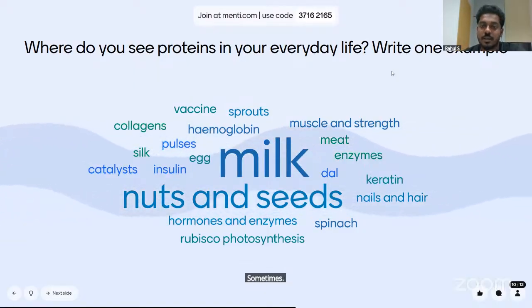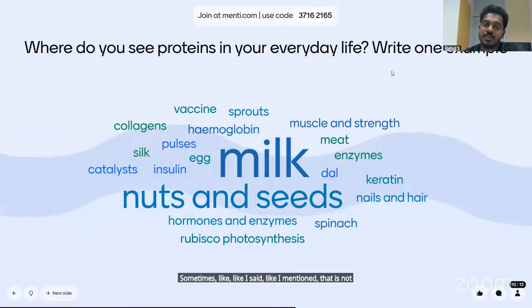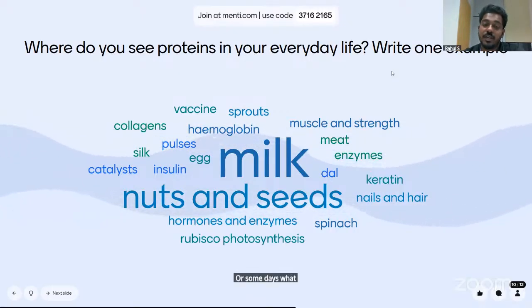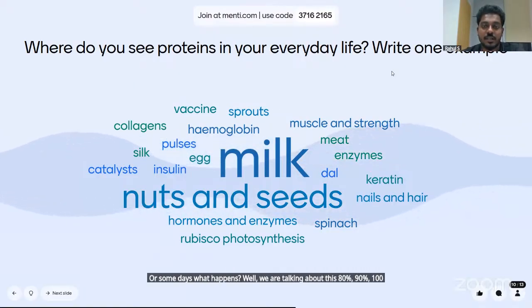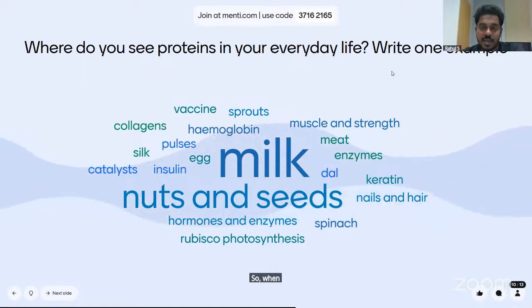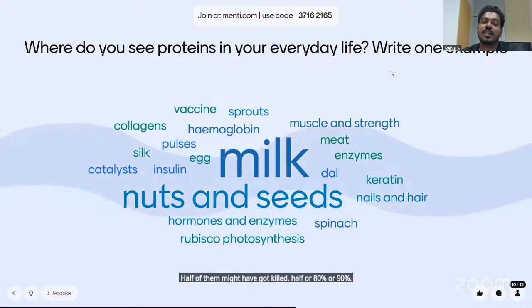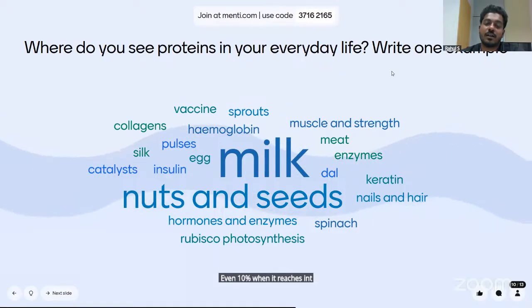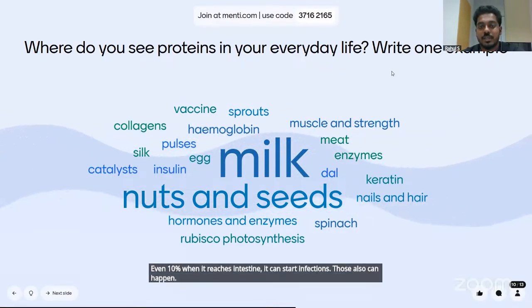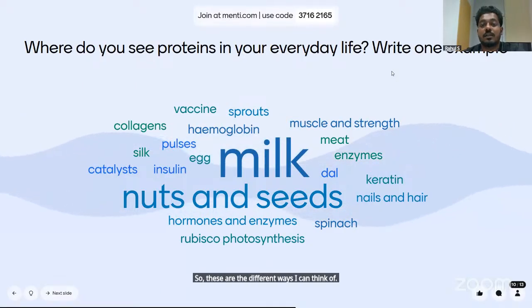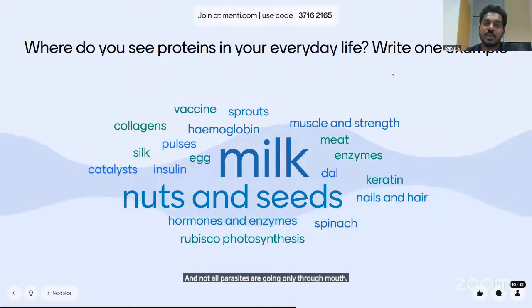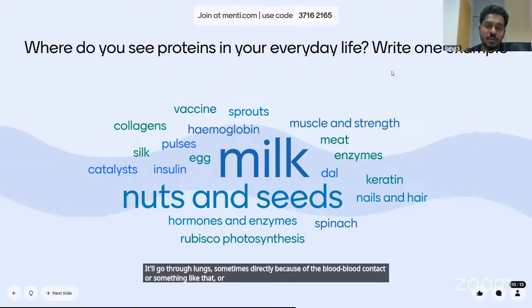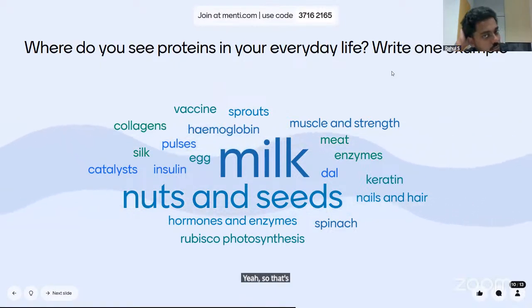Sometimes, as I mentioned, the time is not enough to kill them. Or we are talking about 80%, 90%, 100% sterility, right? When a bunch of parasites go inside, half of them, or 80% or 90%, might get killed. Even 10% reaching the intestine can start infections. These are the different ways I can think of. Not all parasites go only through the mouth. Some you can inhale, and they go through the lungs. Sometimes they enter directly through blood contact or a cut. That's what I can think of for now.